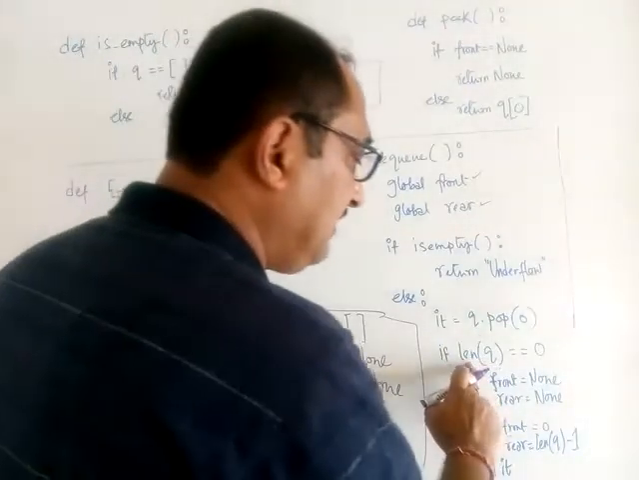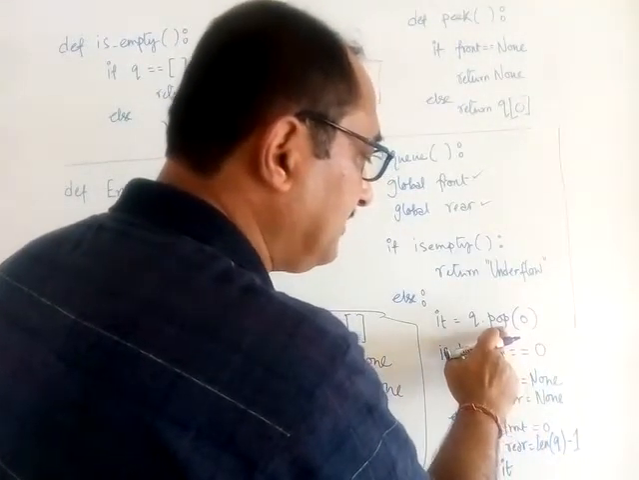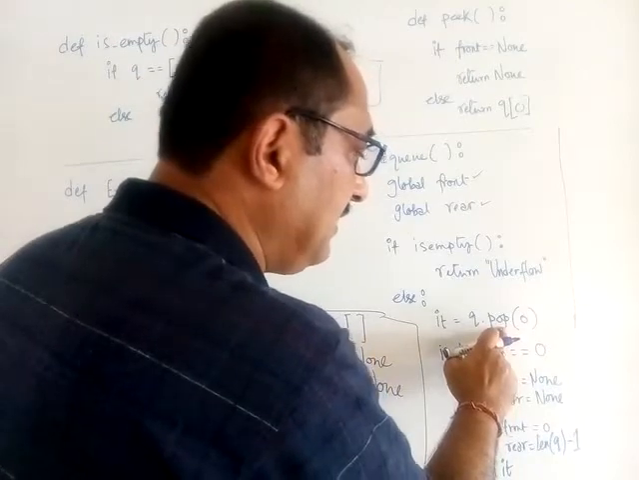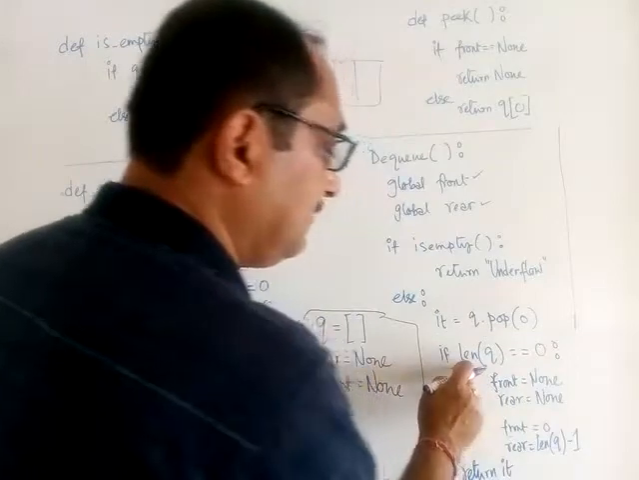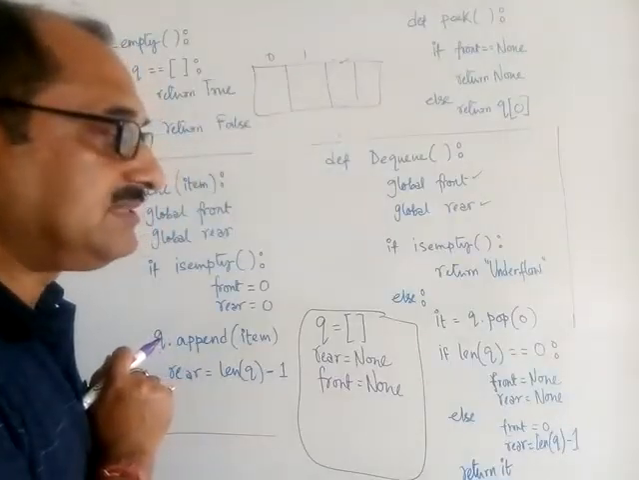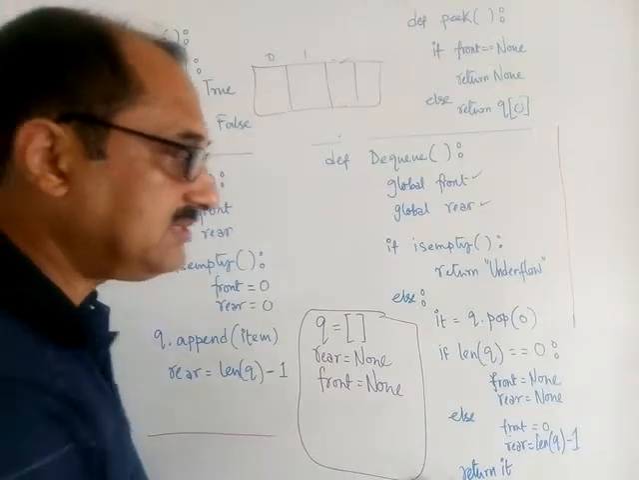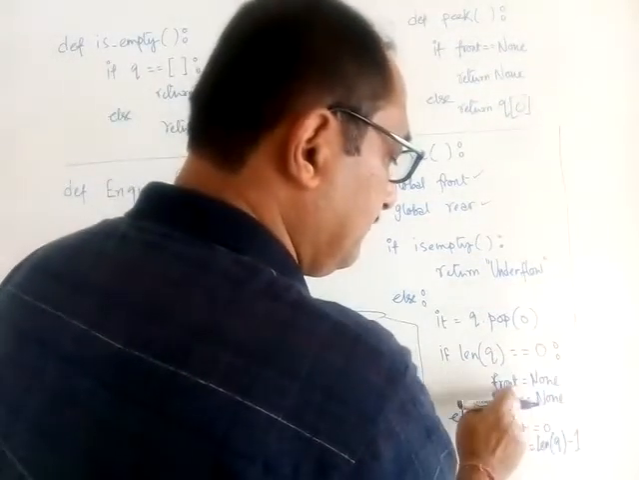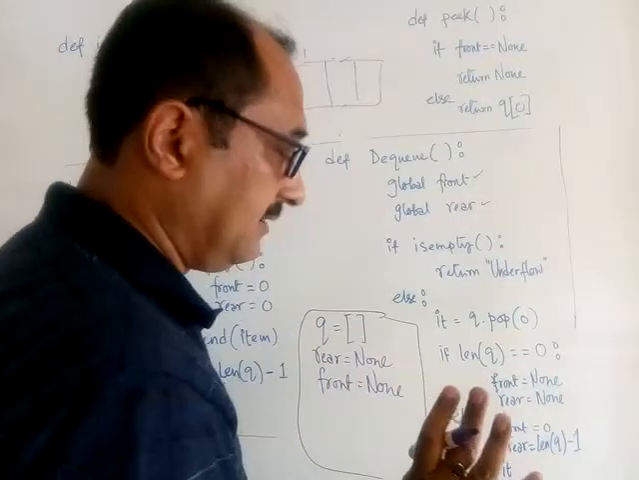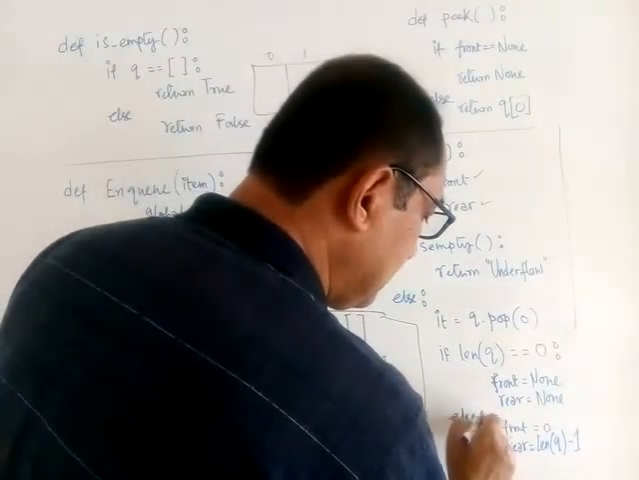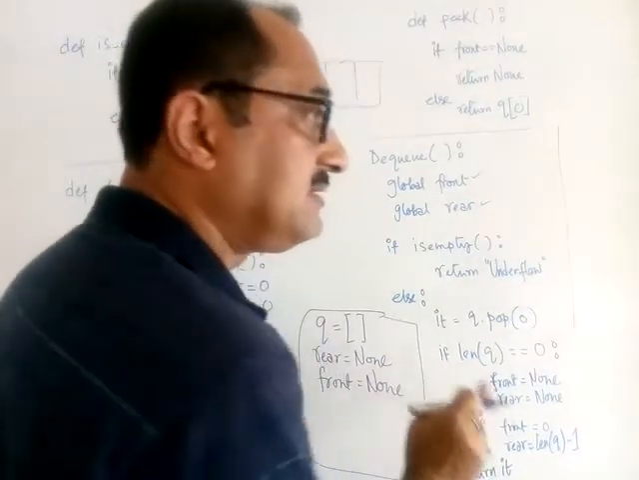That will happen only if the length becomes 0. I removed an item from the queue, and I found that the length is basically 0. If the length is 0, that means the queue is completely empty, so both front and rear have become None.